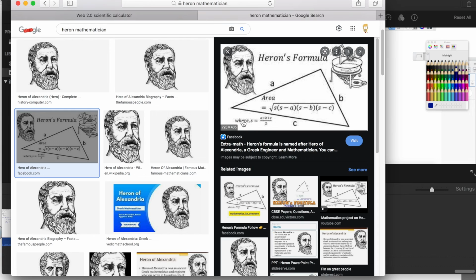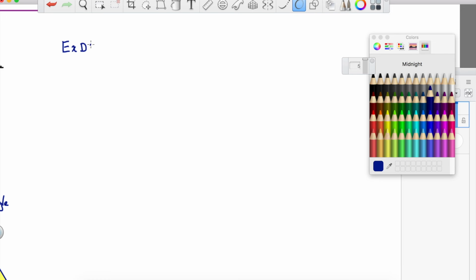So let's take a look at what it is, and let's apply it. Let's suppose we have a triangle. Let's go ABC again. And the sides are all known. We're going 11, 12, 13. So we know the sides are 11, 12, and 13. And we want to find the area.